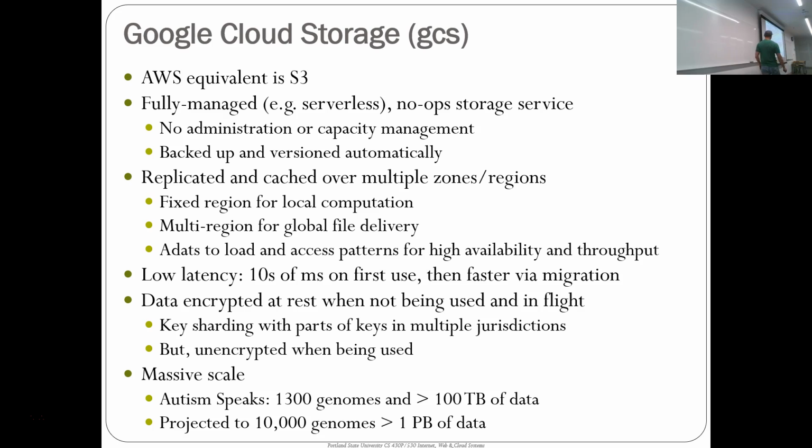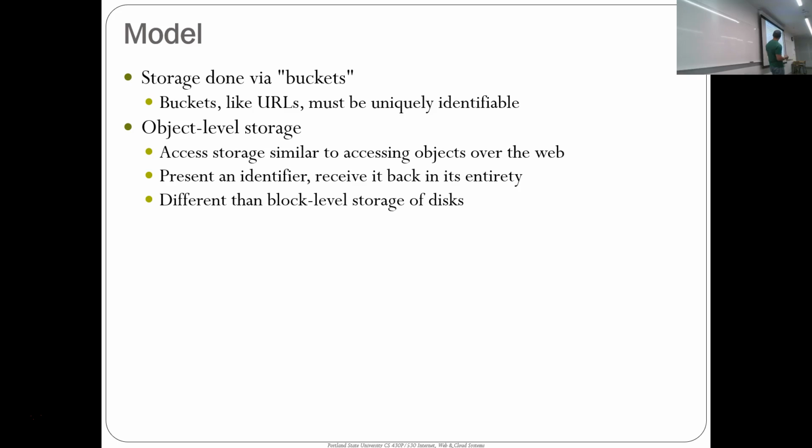So this thing is massive. You can get buckets in the orders of hundreds of terabytes to a petabyte. And it just scales up. Okay, so the model of usage is done the same way that AWS does their S3 buckets. So the abstraction is a bucket. They're just like URLs. They must be uniquely identifiable, but they don't map to a particular server, is the idea.